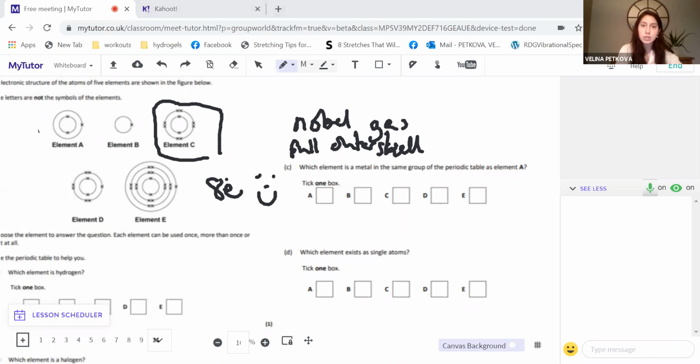But doesn't hydrogen have 1 electron in its outer shell? Yes, hydrogen does have 1 electron in its outer shell, but it doesn't exist as a single atom. Hydrogen exists as H2. So you never see hydrogen as just H. You always see it as H2. They're asking which atom you see as a single atom, like helium. Helium exists just by itself.